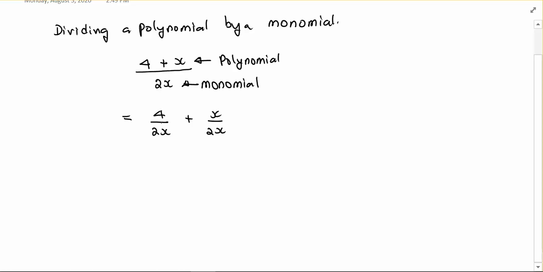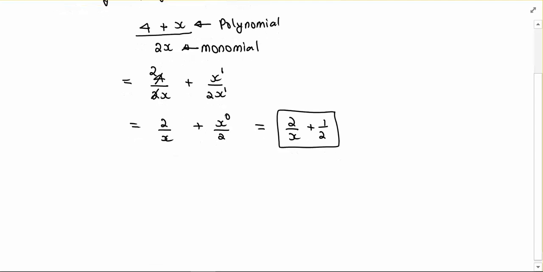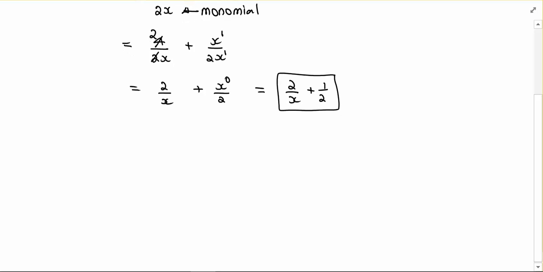So in other words, over here we can reduce that by 2 and say this is 2 over x, and then over here we use our division rules, and we know that that's x to the 0 over 2, but we know x to the 0 is 1, so 2 over x plus 1 over 2, and that's it. So the key is to break apart the polynomial and put it over the monomial, each piece over the monomial, and then divide each piece out.